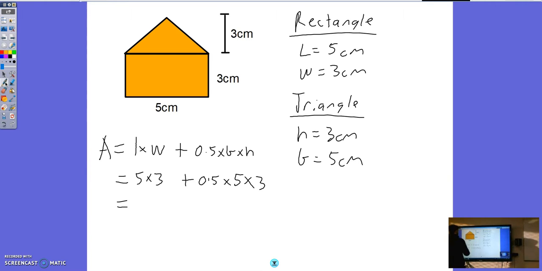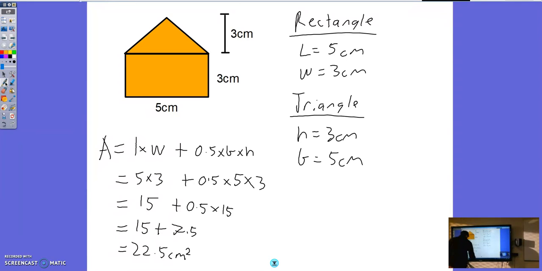Now we simplify. 5 times 3 is 15, plus, I'm going to leave the 0.5, because 5 times 3 is also 15. So it's 15 plus half of 15 is 7.5, which gives me a final value of 22.5 centimeters squared. Remember that in area, it's centimeters squared, meters squared, kilometers squared. It is really important you get the correct units for this topic.